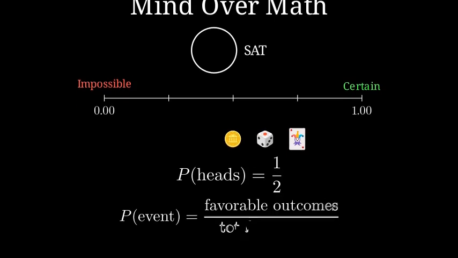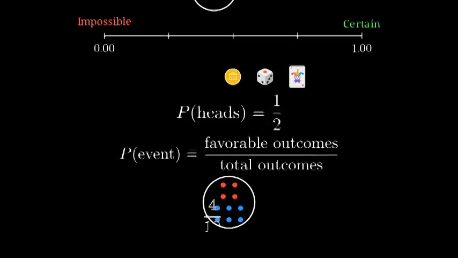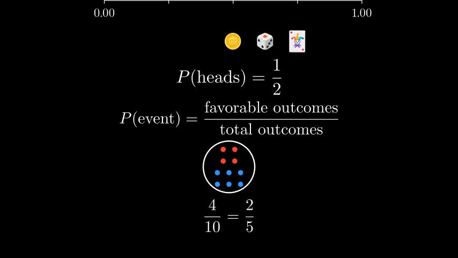Here's the one formula to rule them all. P of event equals number of favorable outcomes over total number of possible outcomes. Favorable outcomes are what you want to happen. Total outcomes are everything that could happen.